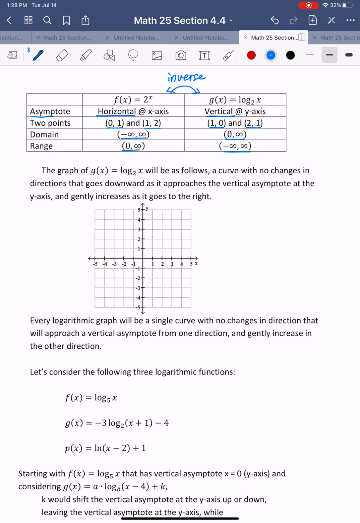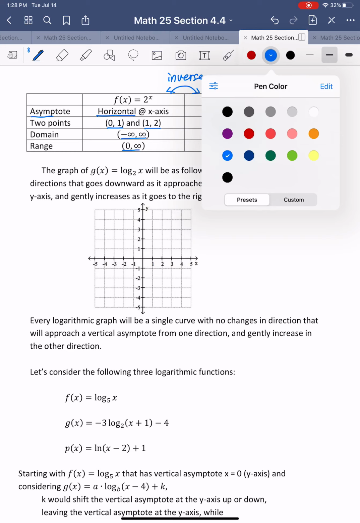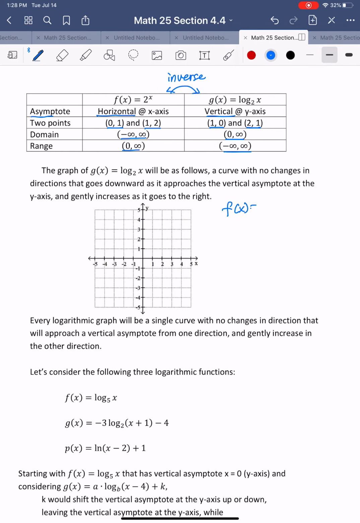So the graph of g of x equal to log base 2 of x will be as follows. A curve with no change in direction that goes downward. It approaches the vertical asymptote at the y-axis, and it gently increases as it goes up to the right. But first of all, I want to graph f of x equal to 2 to the x, which I already had on the previous page, okay? So when x is 0, y is 1; x is 1, y is 2; x is 2, y is 4; x is negative 1, y is 1/2; and x is negative 2, y is 1/4, right? So this was the graph of the exponential function.